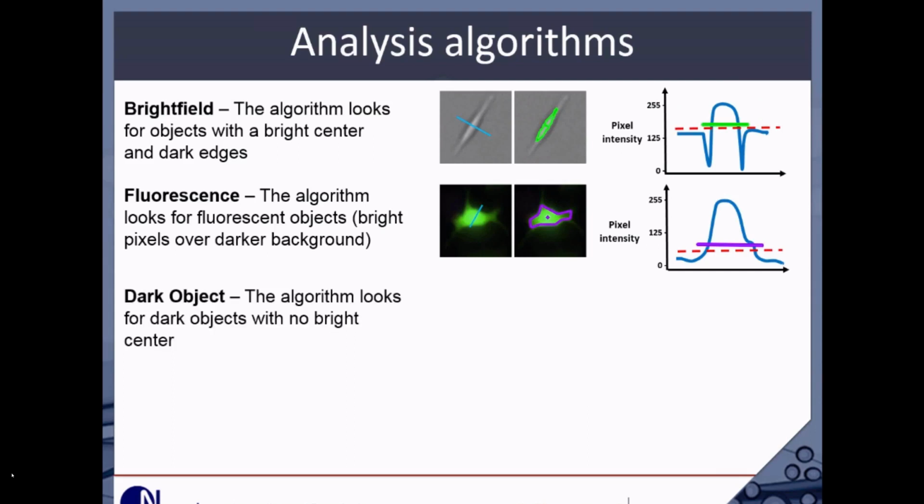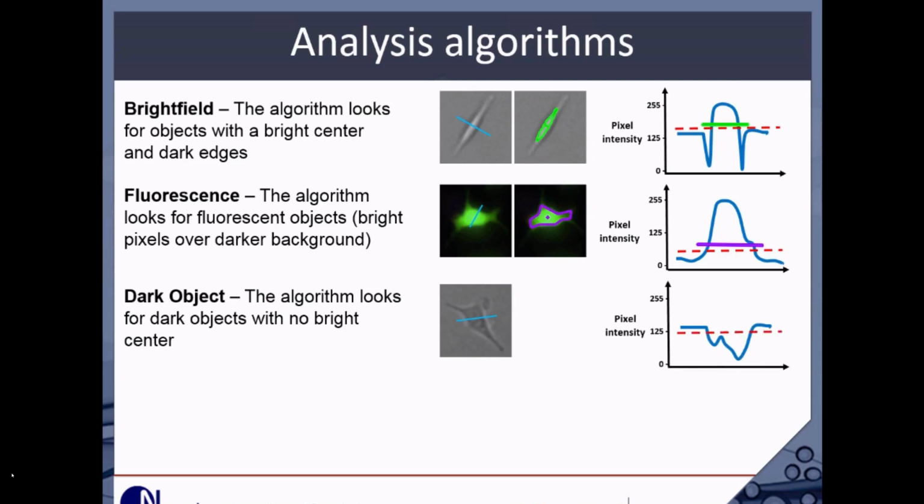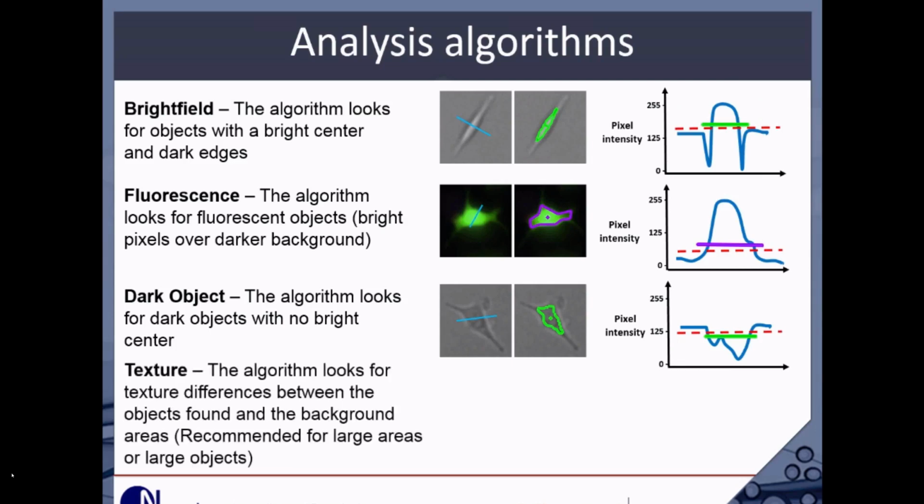Okay, there's two more algorithms that we're going to cover. The dark object algorithm is looking for dark objects with no bright centers, just all dark. I rarely ever use this because it struggles with debris in the plate, but you can see in general how the profile looks for a dark cell, and then when you set the algorithm, the objects will outline it this way. It's very challenging when you have a lot of scratches or debris, so that tends to be my least favorite algorithm.